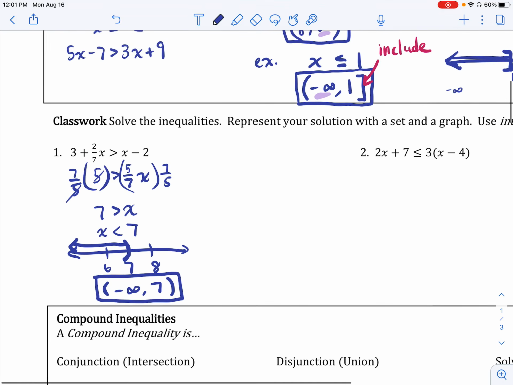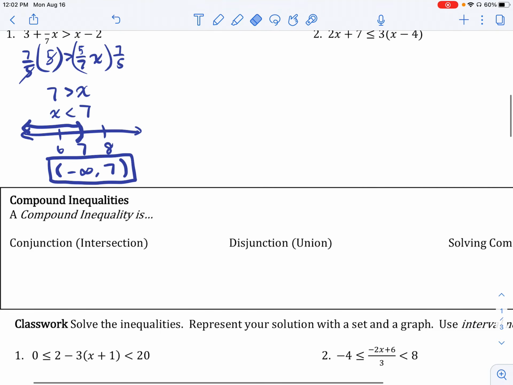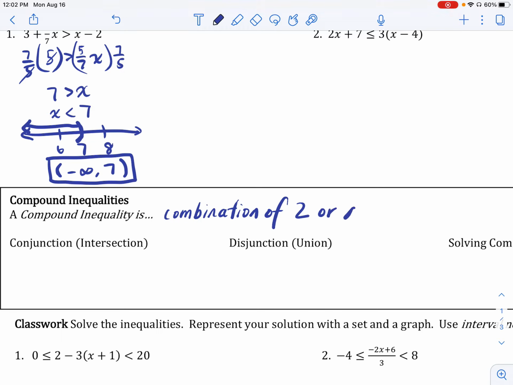Now that we know how to solve an inequality and how to represent our solution using both interval notation and a number line, or graphing on a number line, so you know what I'm referring to when I ask for that, let's talk about what a compound inequality is. A compound inequality is a combination of two or more inequalities. It's just a way of combining two or more inequalities in a single statement.